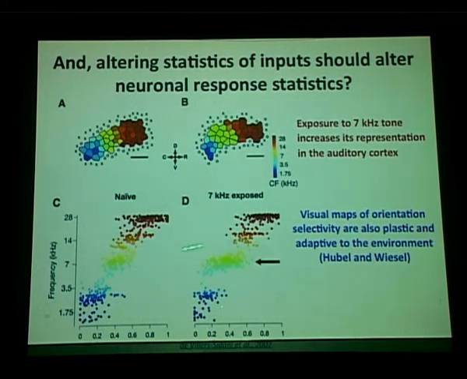This is an auditory equivalent of the same thing. If you look at the auditory structure and map the different frequencies, these are the frequencies to which neurons sitting in this area respond maximally, and there is a topographic map. If you specifically expose these animals to only 7 kilohertz, you see that the representation for that specific frequency has increased at the expense of frequencies in this range. You can see that this is much smaller, and here the green is much larger.